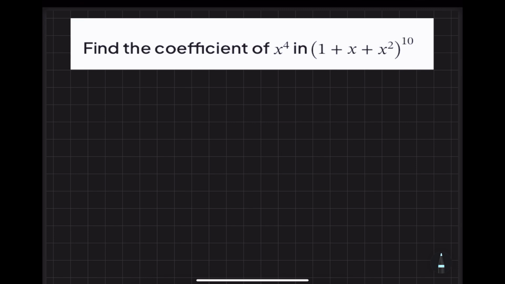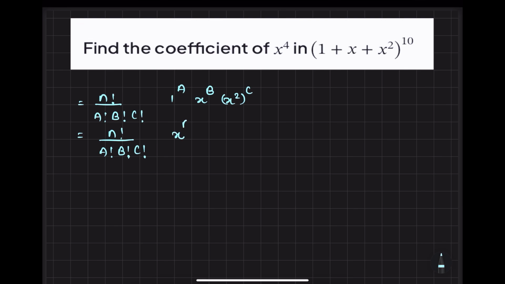What I will assume, I will take n factorial by a factorial, b factorial, c factorial, 1 power a, x power b, and x square power c. Now can I write this thing as n factorial, a factorial, b factorial, c factorial, x power b plus 2c. Okay, now look at this.